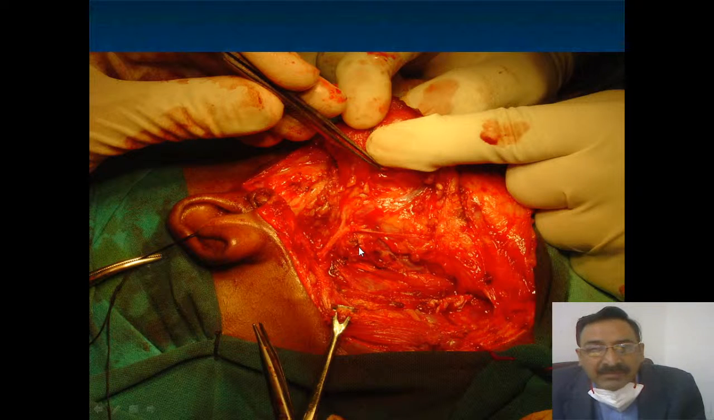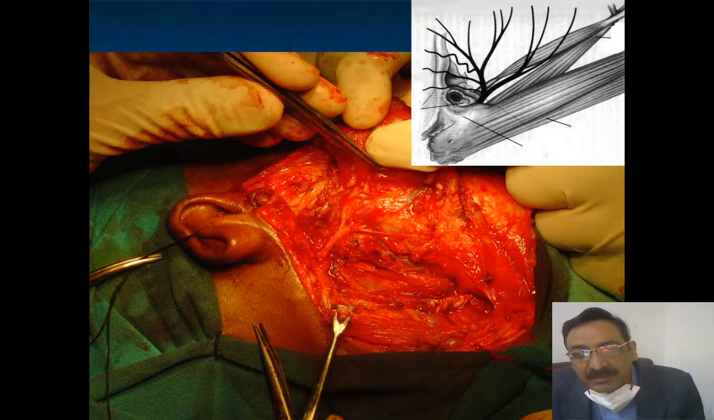So this is an operation showing a superficial parotidectomy. You can see the ear there, you can see the facial nerve, and you can see the superficial part of the parotid gland where the tumor is being taken away. What you see here is the posterior belly of the digastric, and the reason I show this diagram is because it illustrates the standard landmarks for the facial nerve when you do a surgical operation, and this is sometimes asked in the exam.